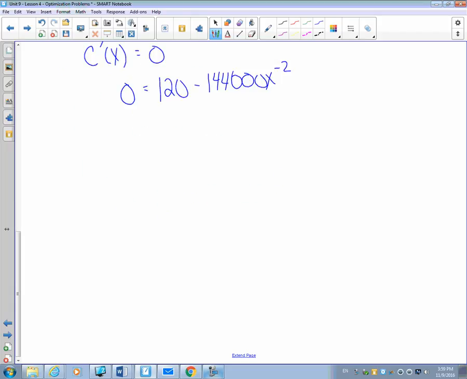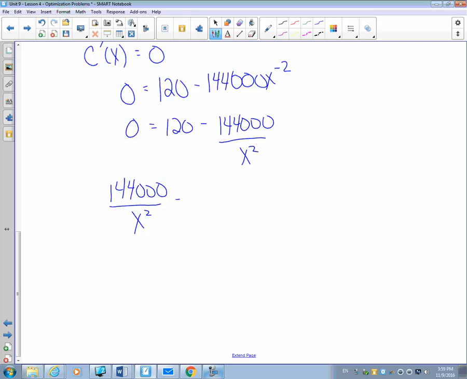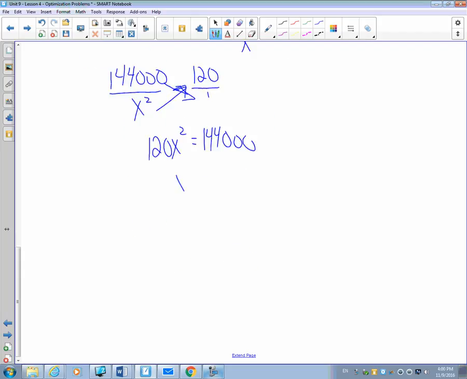Now that I've done my derivative, let's flip that back so it's back to a fraction form because they're easier to work with. How do I work with this? I put one fraction on one side, and I put the other fraction over 1 on the other side. How can I solve that? Well, this is cross multiplying, right? I got 120x squared equals 144,000. Divide both sides by 120. So 144,000 divided by 120 gives me 1,200. And to get x, well, I just square root that.